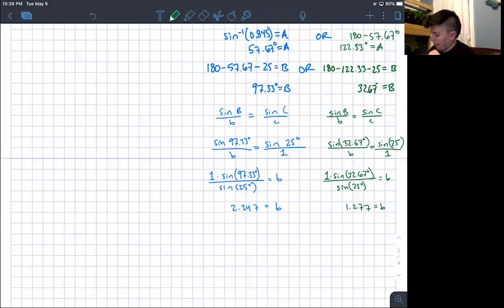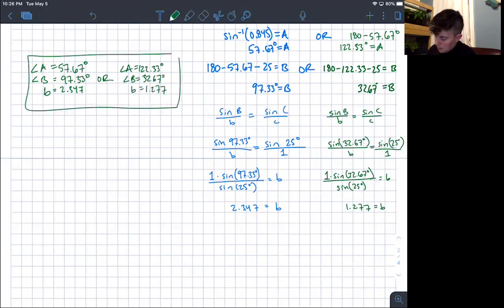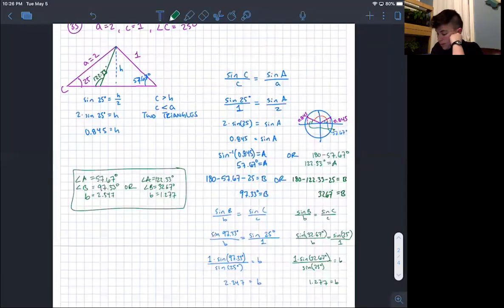Once again, I would love for you to put the answers into little boxes for me. So angle A is 57.67, and going along with that, angle B is 97.33, and these are degrees. Don't forget those units. And then side B was 2.347. Or angle A was 122.33 degrees, angle B was 32.67 degrees, and side B was 1.277. So there are my two possible answers for number 35.